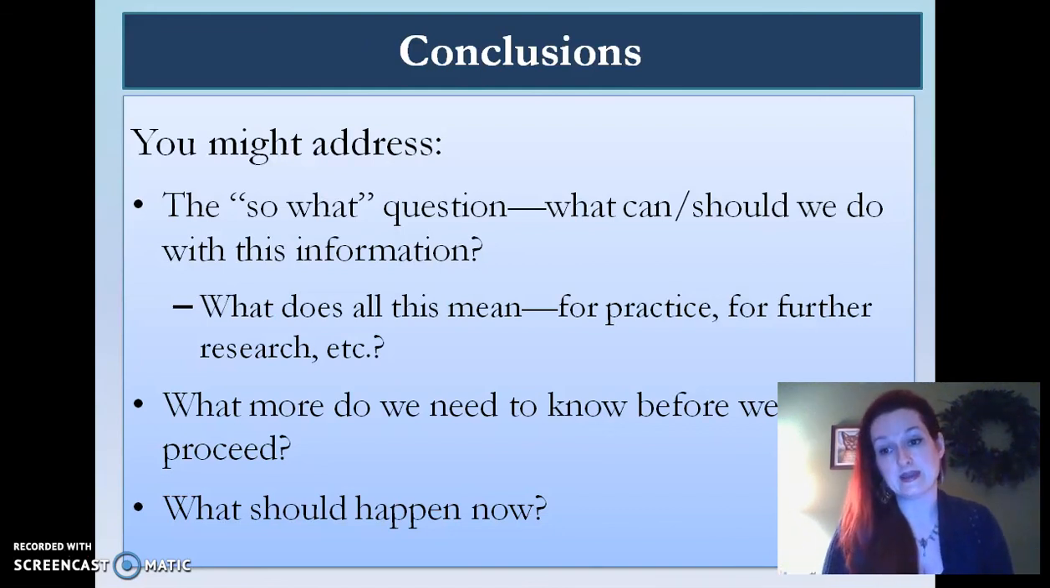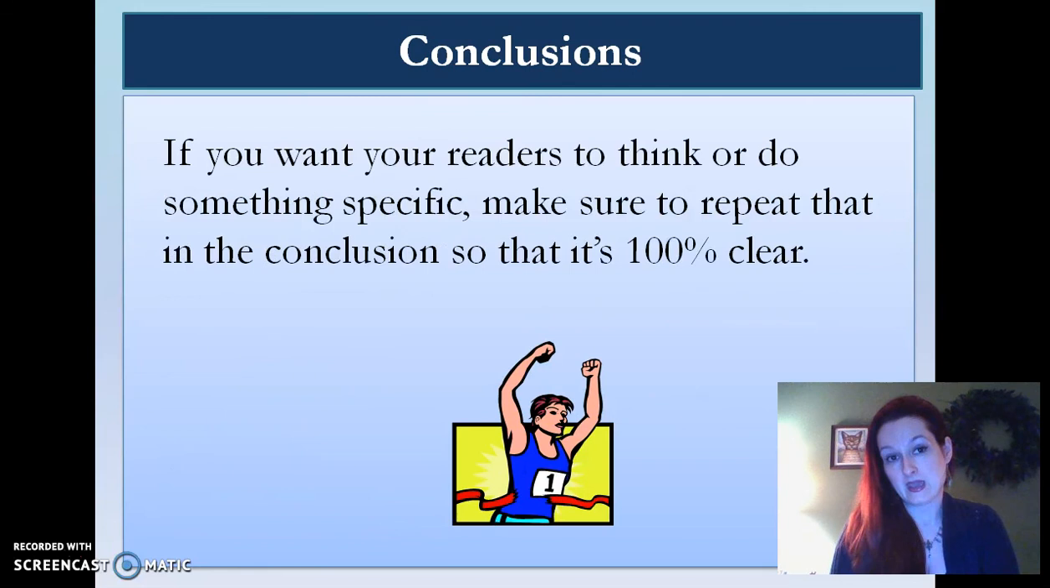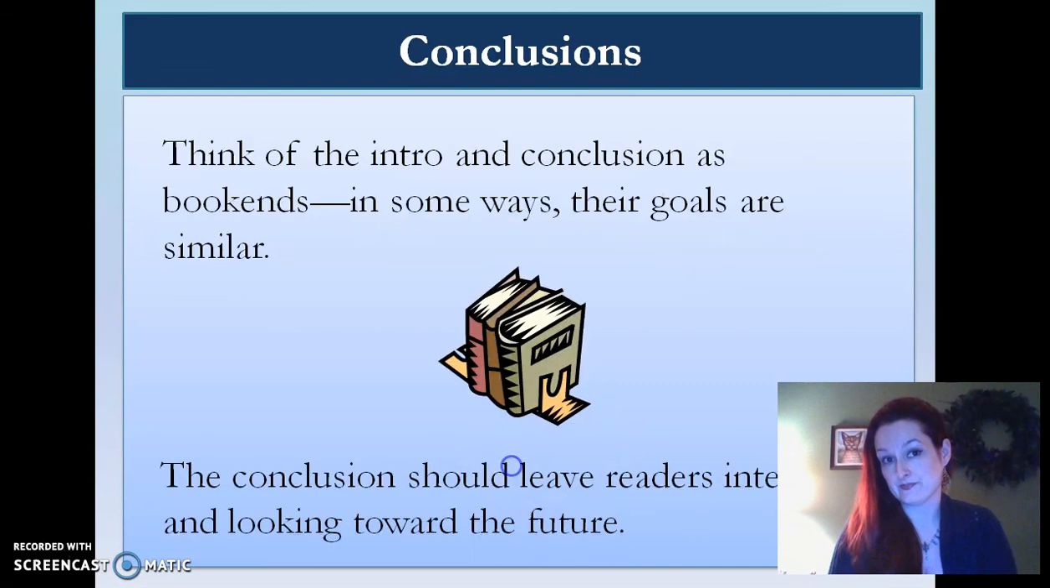So you can kind of look at it like this. The conclusion first looks backward toward the main points and toward what you've just discussed, and then it looks forward to the future. What are the next steps, and what does all this mean for us? If you want your readers to think or do something specific, make sure that that's 100% clear and that's repeated in your conclusion, because that's your last chance to get that across.